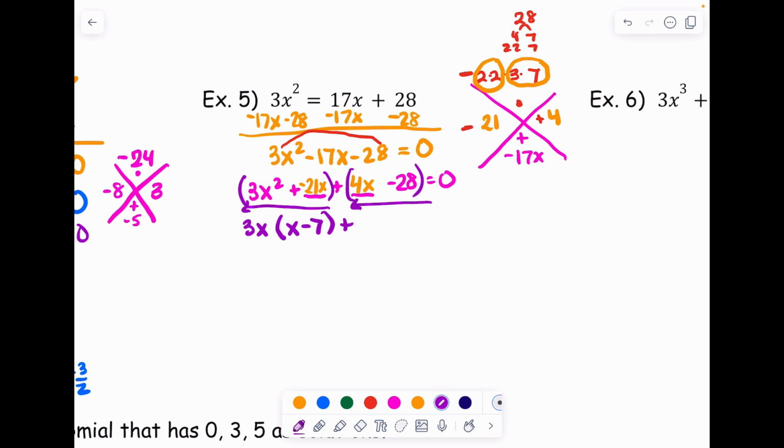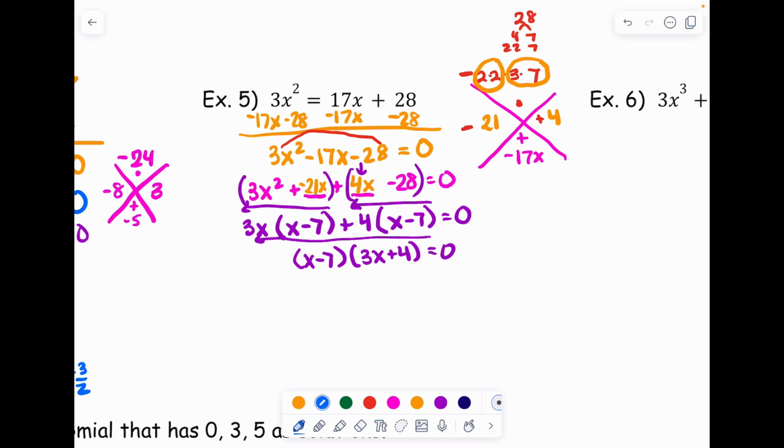And remember, if the front one has a negative, you have to take a negative out, but ours is not. So we'll take a positive 4 out, and we'll get x minus 7. And that's fantastic because they match. When I go to get a common factor out of both groups, we're going to have x minus 7 as our common factor, and then we're left with 3x plus 4. So now we have 0, and we have it factored.